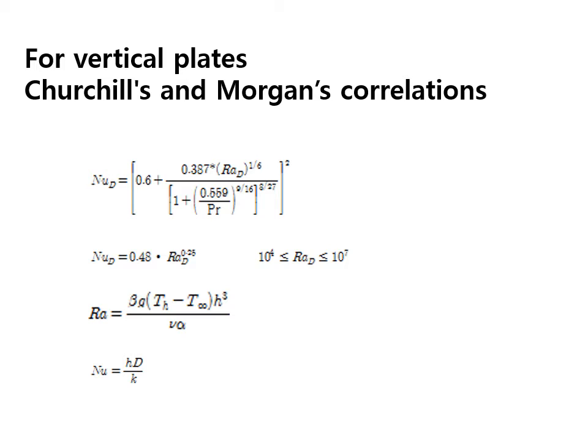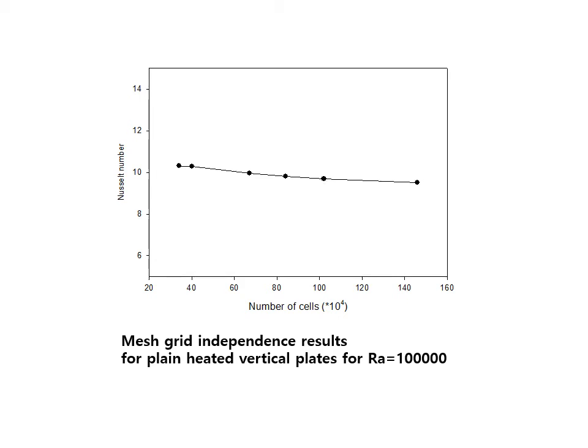For the Nusselt number, we need this to calculate the rate of heat transfer, because on the right-hand side you have h, the heat transfer coefficient, the diameter D, and the thermal conductivity k. So from Newton's law of cooling, we need h. Next, the mesh grid independence result for plane heated vertical walls for this Rayleigh number.